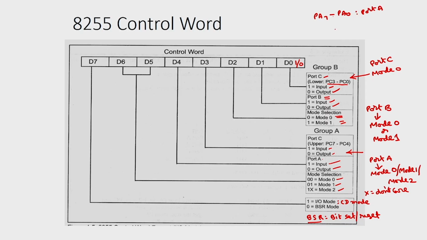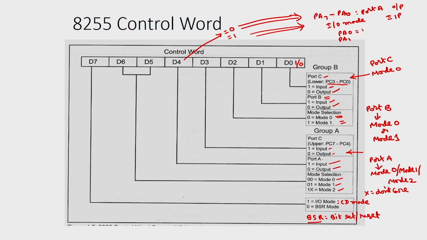In case of I/O mode, the mode selection for port A is this D4 bit. If D4 is 0, the entire port A will be programmed as output port. If this is 1, the entire port A will be programmed as input port. We cannot program PA0 as input, PA1 as output and so on. Okay?